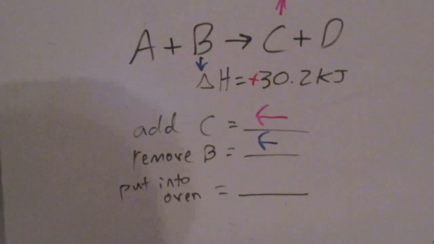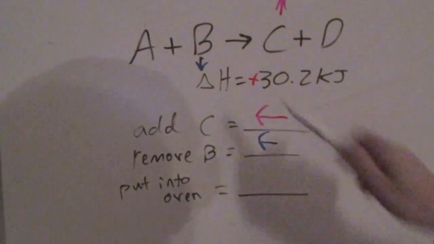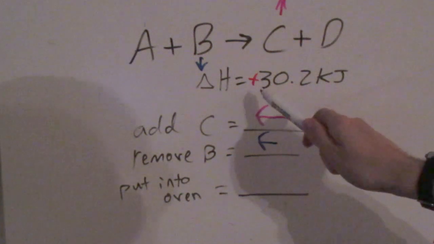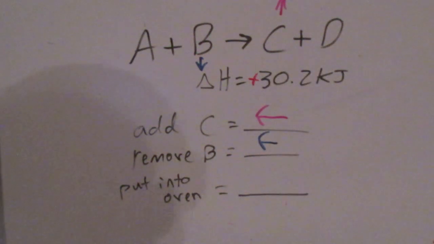Hey, you over there with the face. If this is a positive enthalpy value, it's positive 30.2 kilojoules. Is this an endo or exothermic reaction? Endo. Why? It's positive. It's gaining heat.